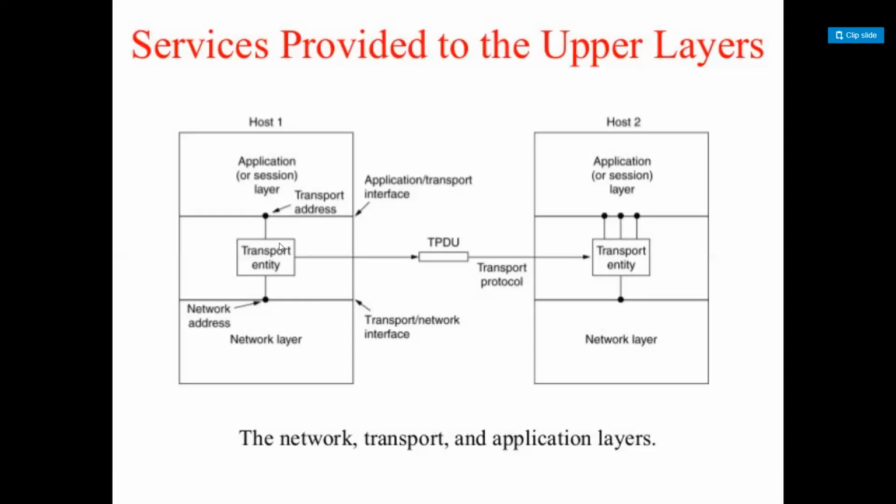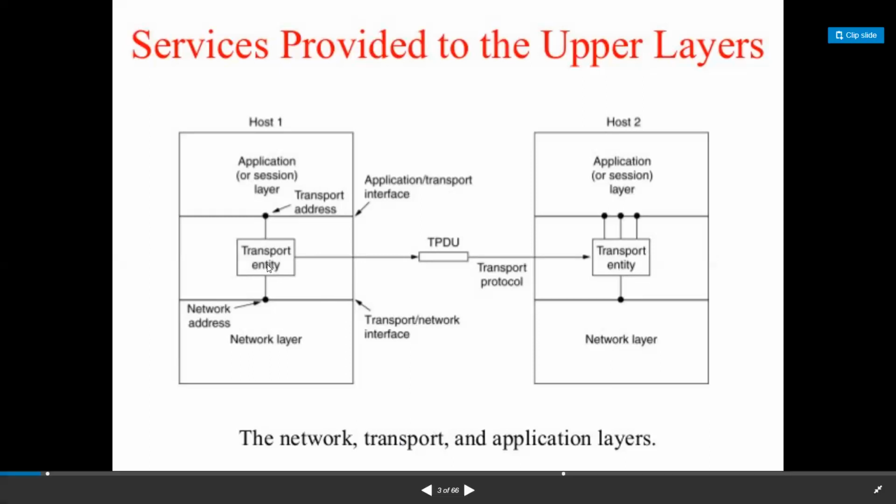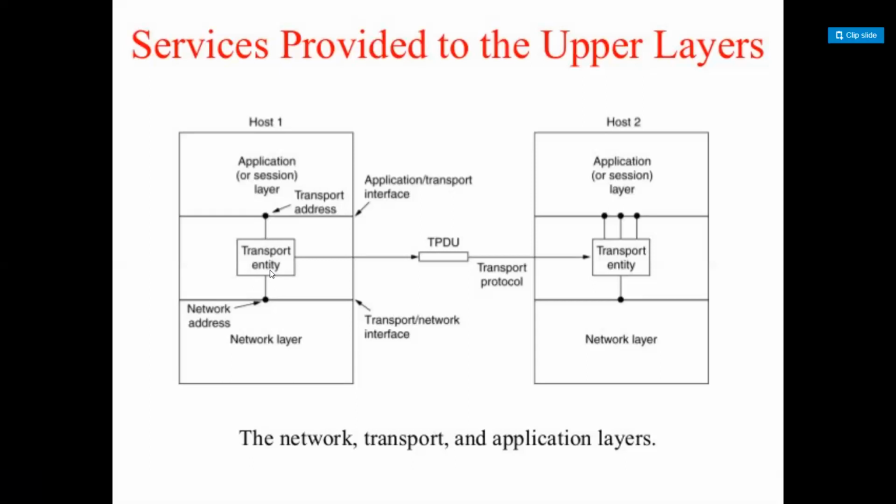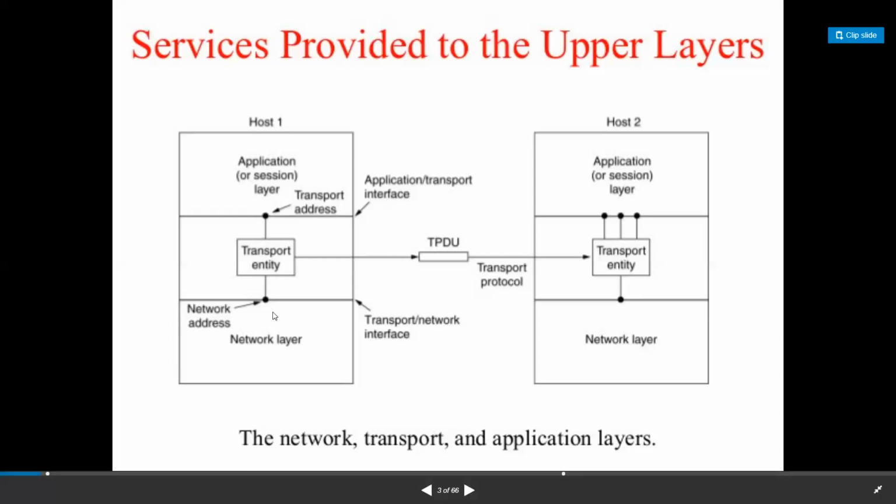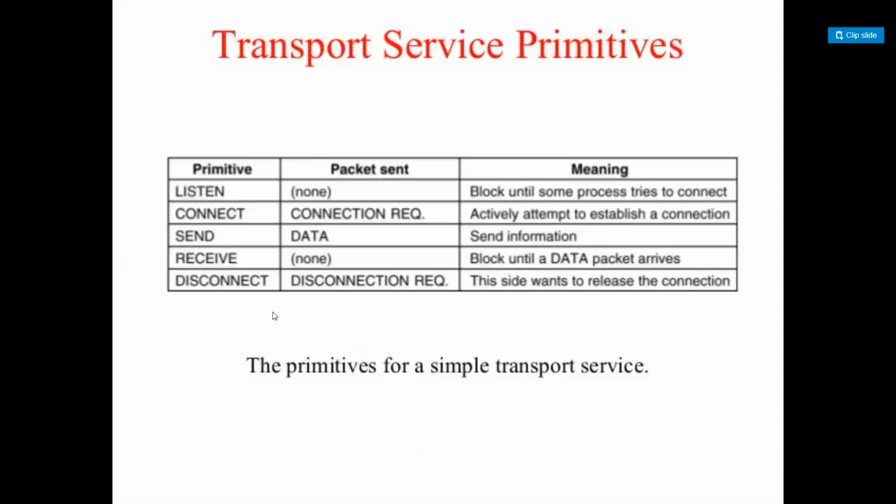Here the hardware or software within the transport layer that does the work is called the transport entity. This transport entity may be hardware or software, and it will perform all the tasks of the transport layer. Okay, these are the transport layer services provided to its upper layers.